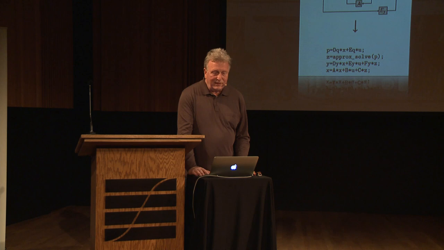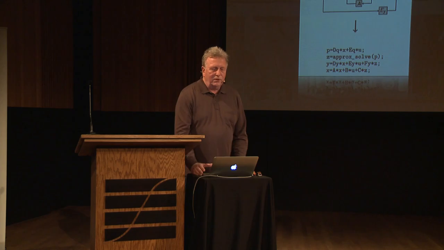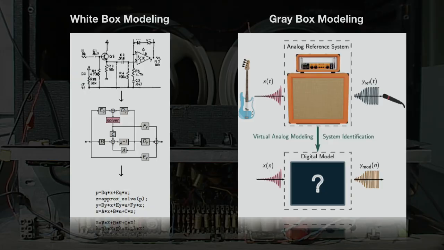Another approach is called gray box modeling. This approach uses the actual system and uses input-output measurements to derive measurement signals, which then can be used with a virtual analog modeling scheme where you need a digital model down there. And then you try to use that digital model and to train the parameters of that digital model properly. This works pretty well and can be used to model each kind of amp, stomp box, nonlinearity quite well.